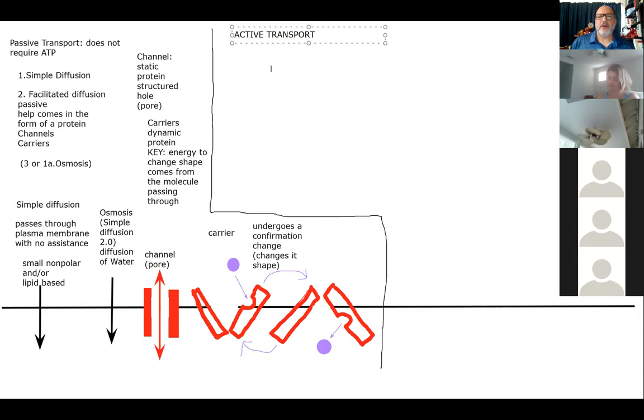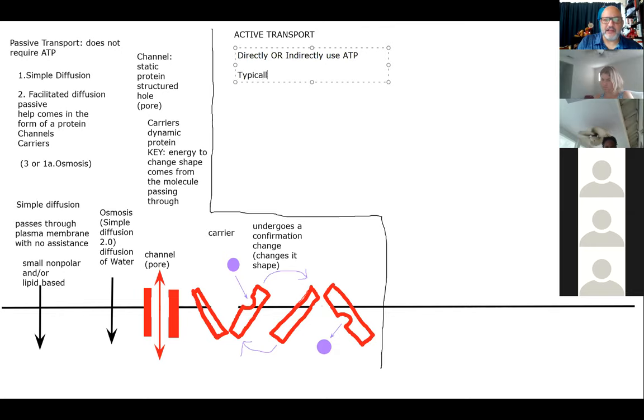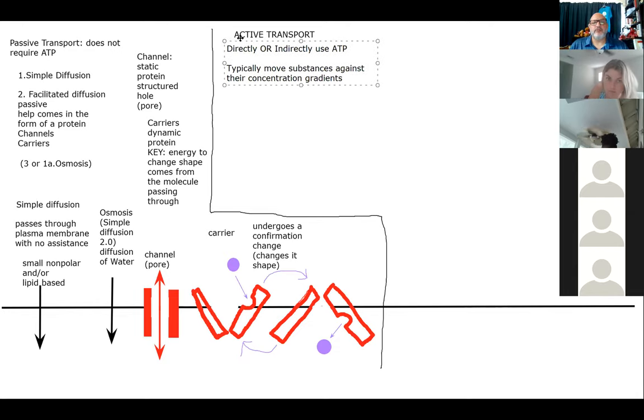Absolutely. All right. Active transport, as I mentioned, there are two keys to its definition. The first is that it is either going to directly or indirectly use ATP. And remember, for using ATP, typically we're doing it to move substances against their concentration gradients. We comfortable with that as a definition?